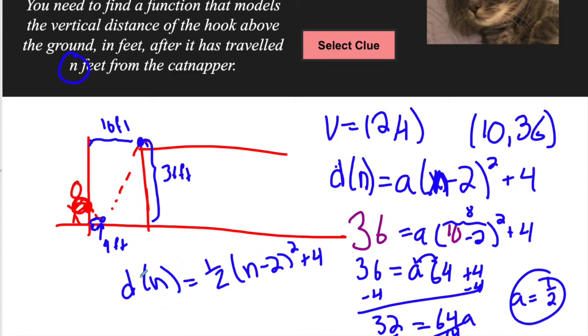And no matter what you call it, it's the exact same idea. I'm putting in a number and I'm seeing what comes out. And the number that goes in goes along the x-axis, and the number that comes out goes along the y-axis. So I put in 10 and 36 comes out. So notice (10, 36) is a point on the graph.